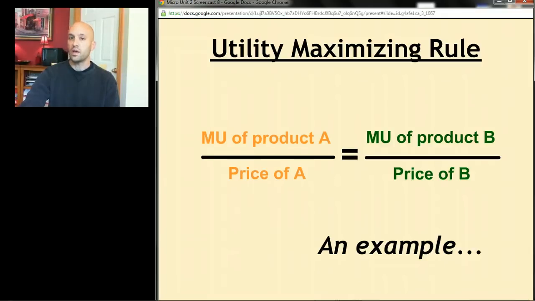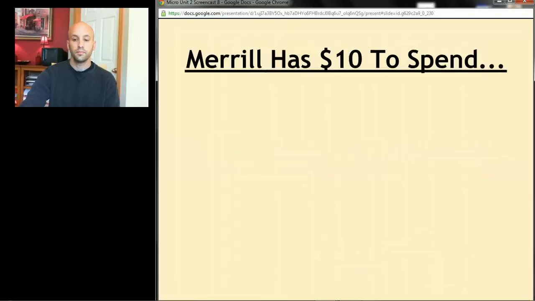So I'm going to run you through an example. It's going to be complicated. You're going to have to think about it. And you're going to see examples like this on the AP exam as well. All right, so let's take a guy named Merrill, who's actually the name of a student I had last year. Let's say he has $10 to spend. That's his income.